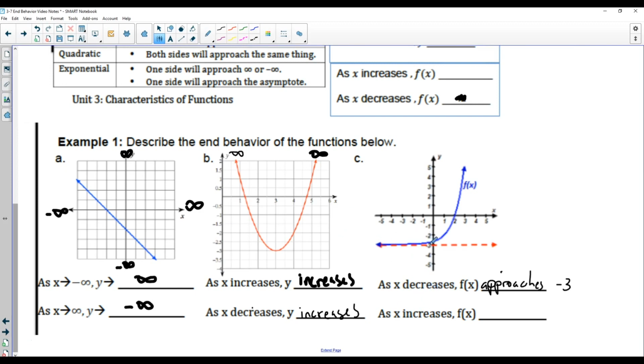As x increases, so as I plug in bigger x values, this thing is going to get higher and higher, and it is going to approach positive infinity. Or you could just say it will increase, because it's going to keep getting higher and higher, and there's no limitations to that. All right, hopefully that makes sense to you.